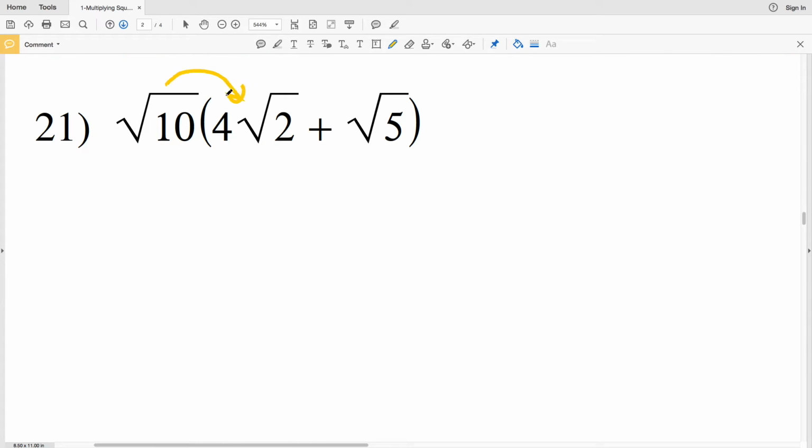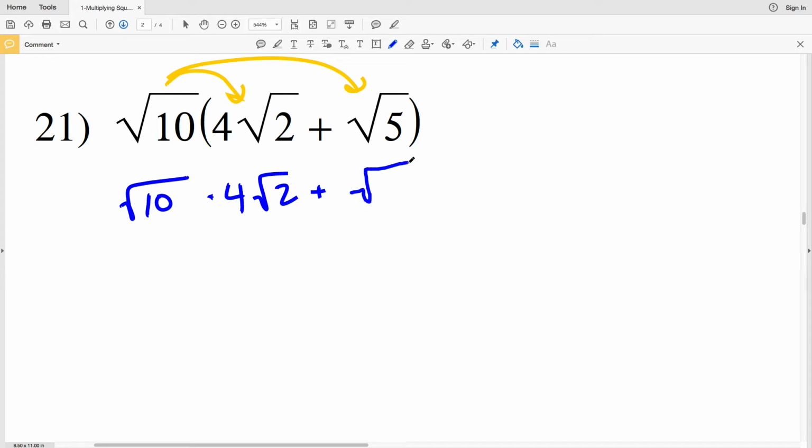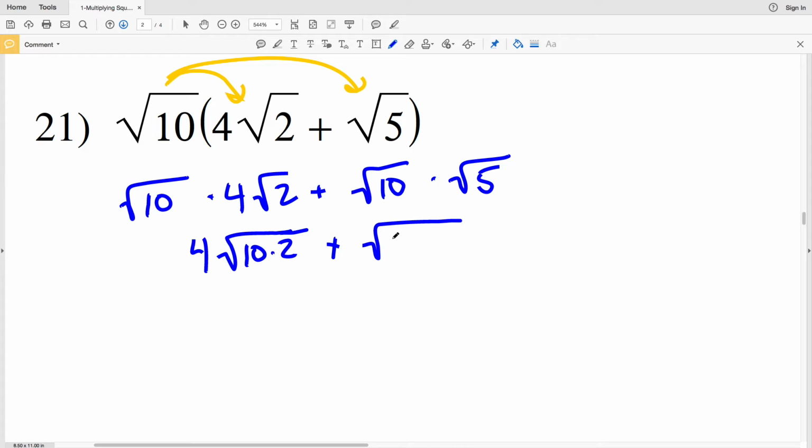Now I'm going to distribute the square root of 10. So I have the square root of 10 times 4 times the square root of 2 plus the square root of 10 times the square root of 5. The square root of 10 times 4 times the square root of 2, I'm going to rearrange and say 4 times the square root of 10 times 2, where the 10 and 2 are both within the square root. Then I'm adding the square root of 10 times the square root of 5, which I'm going to write as the square root of 10 times 5.